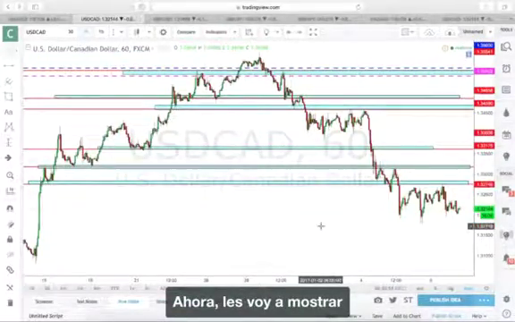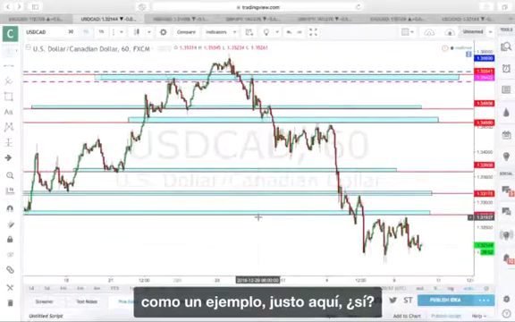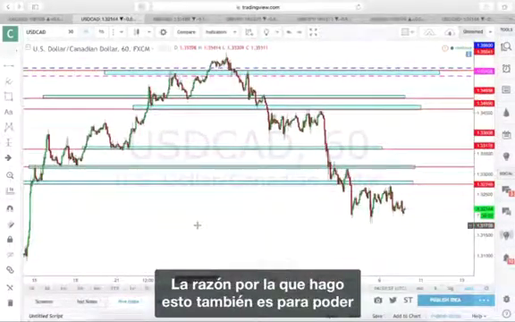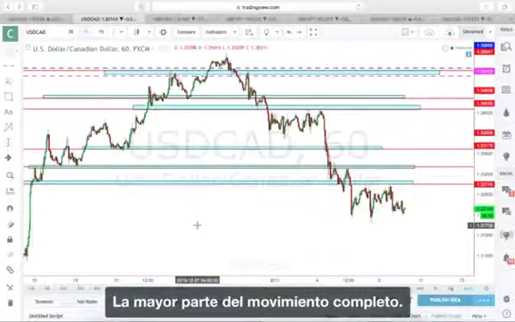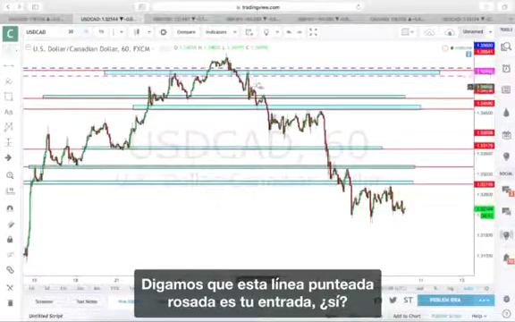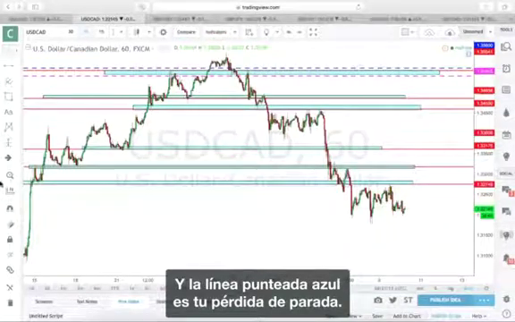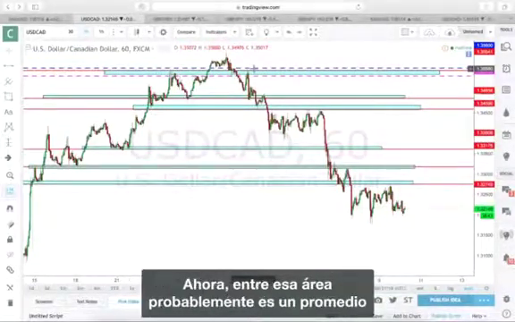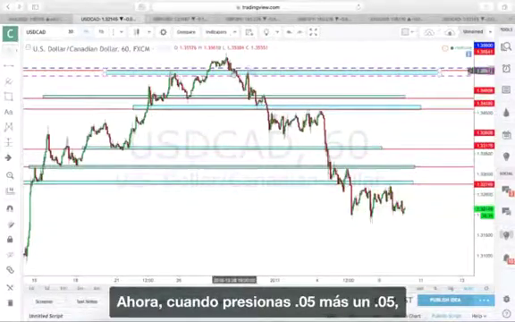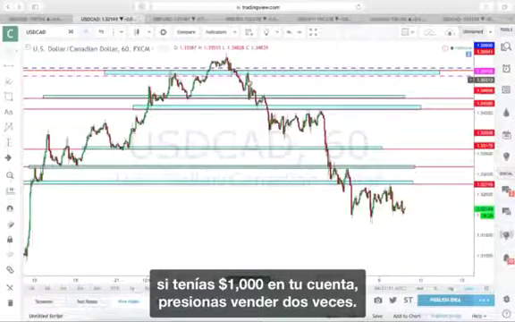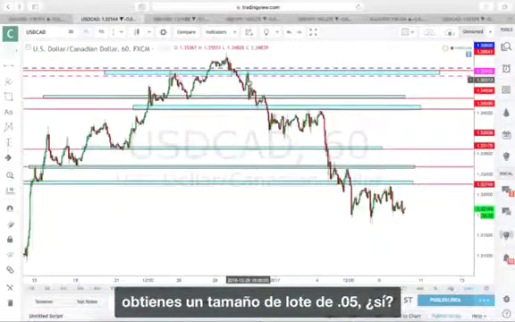Now, I'm going to show you guys an example right here, okay? The reason why I do this as well is so I can capture the majority of the entire movement. Now, say that this pink dotted line is your entry, and the blue dotted line is your stop loss. Between that area, it's probably an average of about a 20 pip stop loss, right? So this is realistic. Now, when you press 0.05 plus 0.05 with $1,000 in your account, you press sell twice, and every time you press sell, you get a 0.05 lot size.